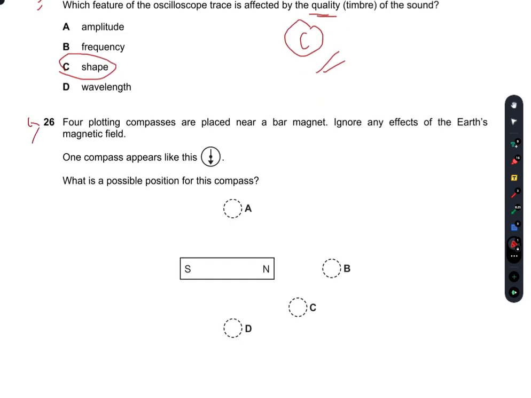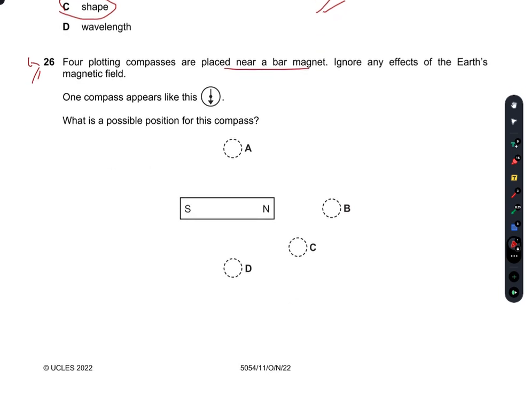Question number 26. Four plotting compasses are placed near a bar magnet, ignoring the effects of Earth's magnetic field. One compass appears like this. This is the direction of the compass. So what is the possible position for this compass? So this is a bar magnet. So the direction of the magnetic field is like this.